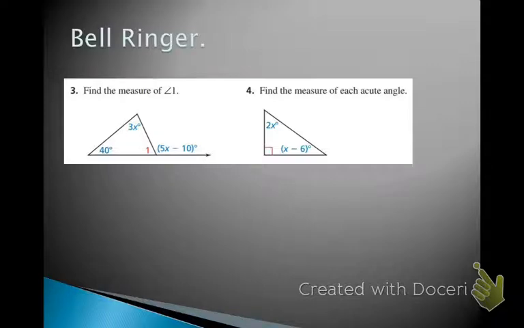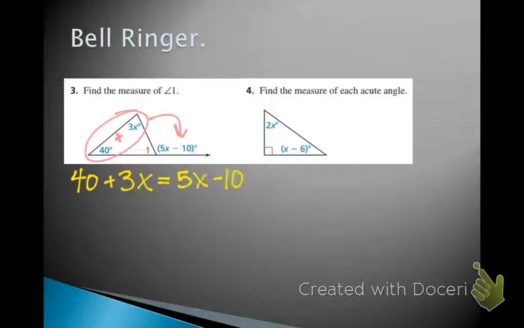On the outside? Like on the inside? Yeah, my two non-adjacent interior angles. I add them, and then what do I do with them? Set them equal to what? The exterior. So I'm going to add them. 40, can't really read that. Let's try yellow. 40 plus 3x equals 5x minus 10.